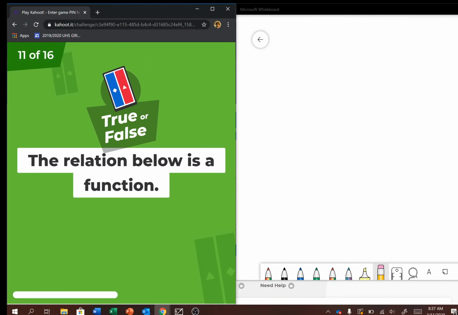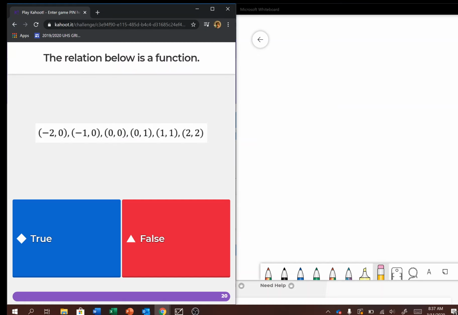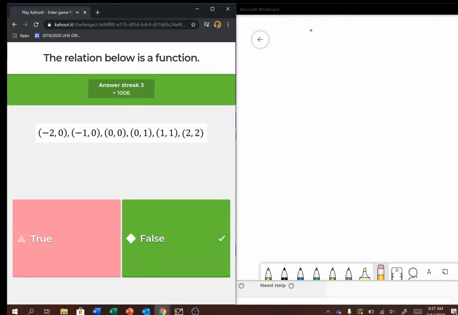The relation below is a function. 0 gives me 2 different outputs. It's not. It is not a function. This is false.